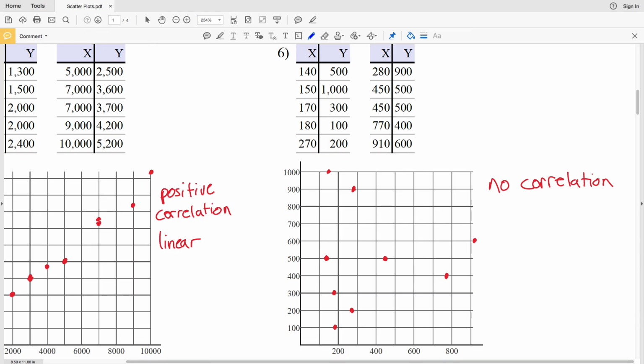Now, in the next video, I'm going to complete number 7 and 8, where we're going to be finding the slope-intercept form and the line of best fit. So continue on if you want to learn about the line of best fit.